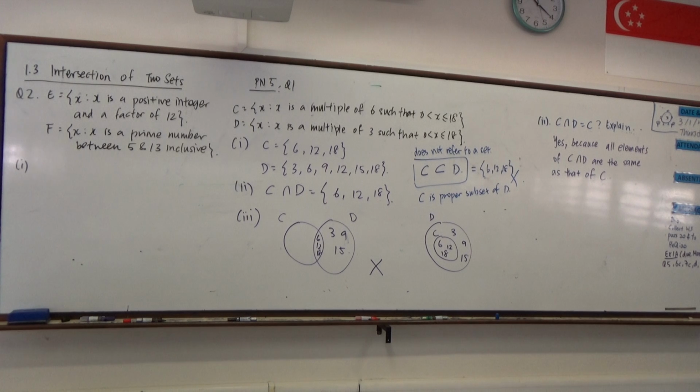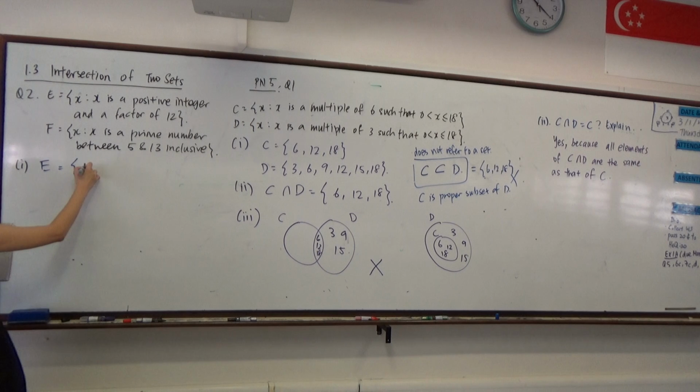Okay, let's look at question 2. We have the set E containing all positive integers that are a factor of 12. And F contains the elements such that it is a prime number between 5 and 13 inclusive. So you want to list out the elements of E and F. So what would the elements of E contain?